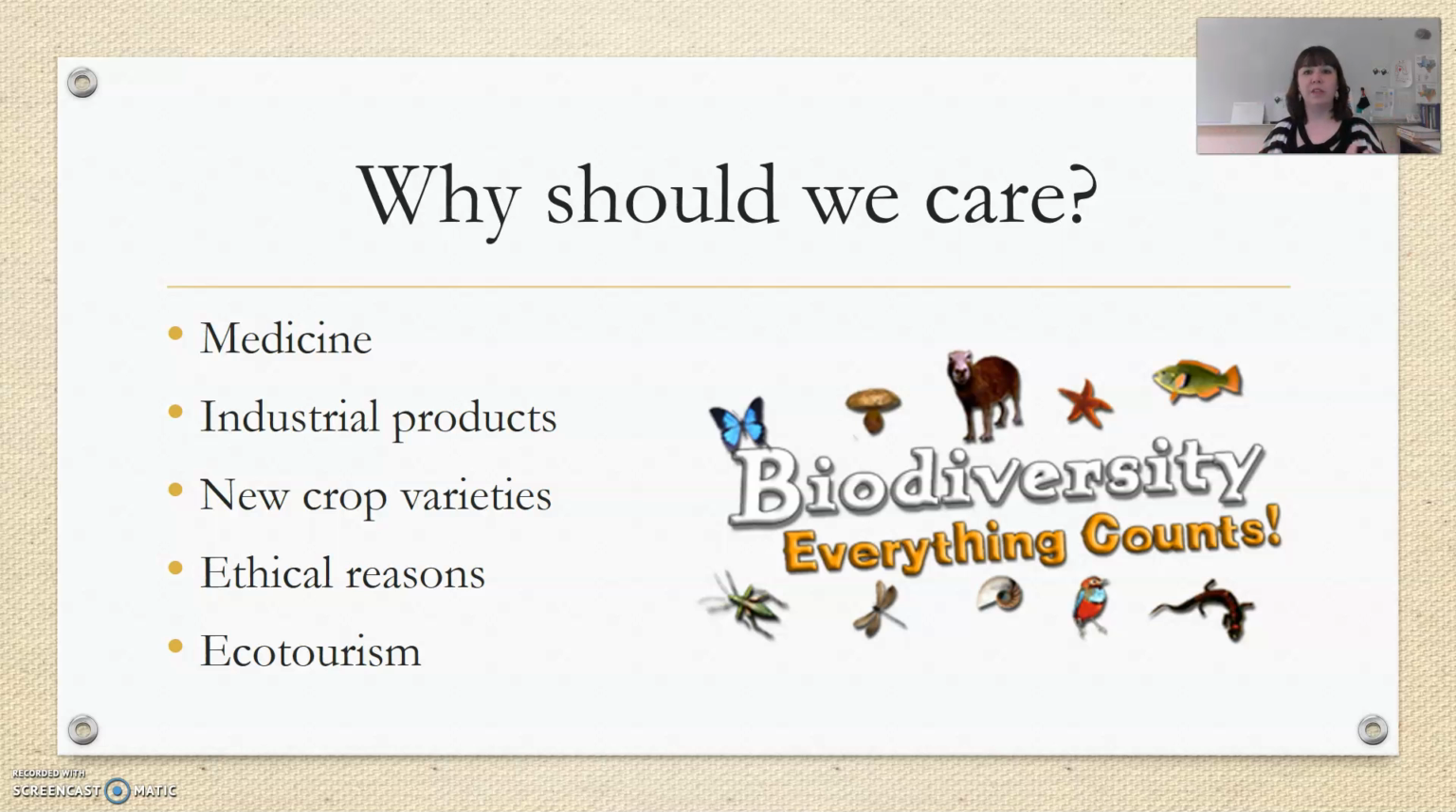So why do we as humans care about ecosystem diversity? That's out there, that's in the woods. Who cares how many oaks and pines there are living on campus here? Well, with our ecosystems, they provide a lot of services to us. Could be medicine or industrial products, could be new varieties of crops that we eat. And then, of course, there's that ethical reason of we should be stewards of the earth and take care of it. And, of course, there's also money, ecotourism. People want to see a very diverse area, not the middle of a desert with one cactus, right? Even though that's pretty too.